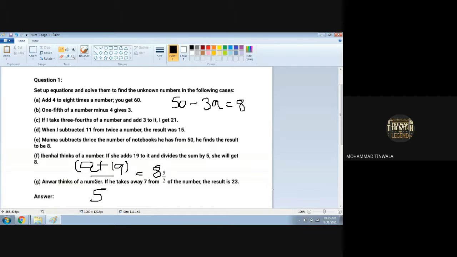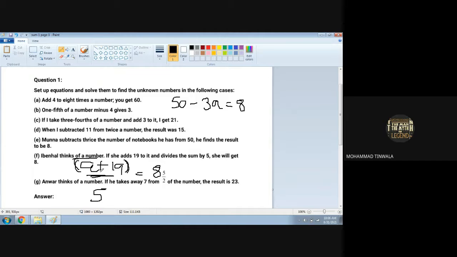Again I am repeating, there is no 5 under A, no 5 under 19. The sum of the two is divided by 5. Suppose the number is A. If she adds 19 to it, that means add 19 to number A, then we have to divide the sum by 5. If it is 10 plus 19, that is 29, so 29 has to be divided by 5.